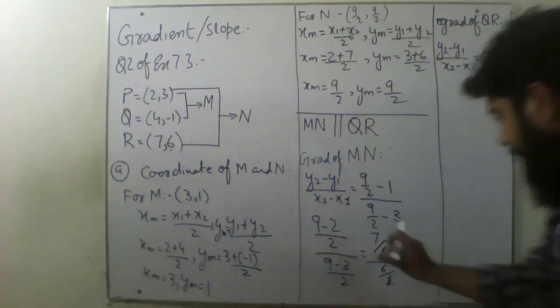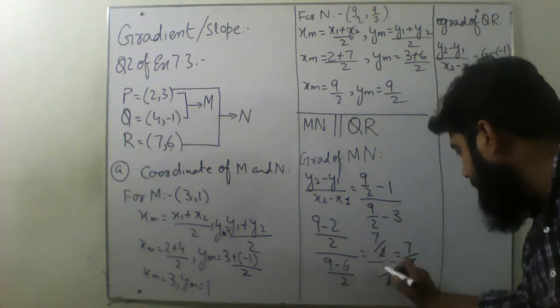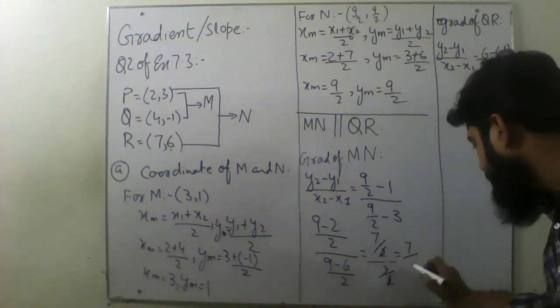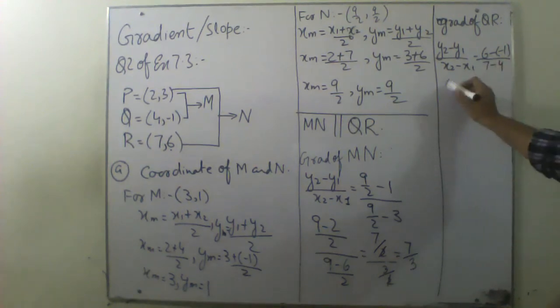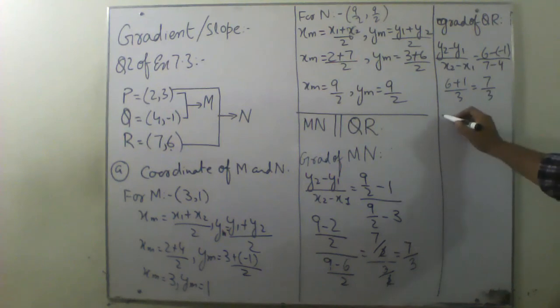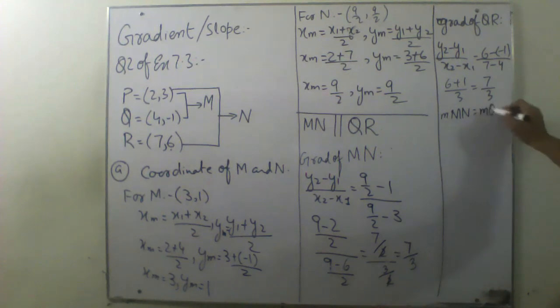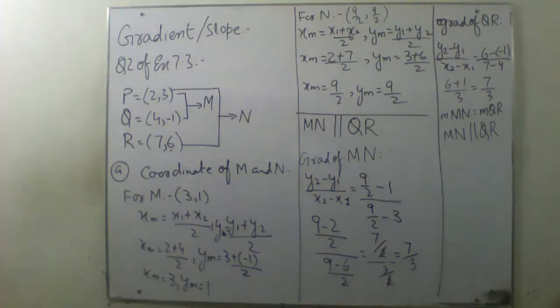One correction I have to tell: this is the LCM I have taken, so this is 6. When I simplified it, this comes to 3, and this is also 3. Simplifying this, 6 minus minus 1 becomes plus 1 over 7 minus 4 is 3. So the result is coming 7 over 3. As the gradient of MN equals the gradient of QR, MN is parallel to QR in this part.